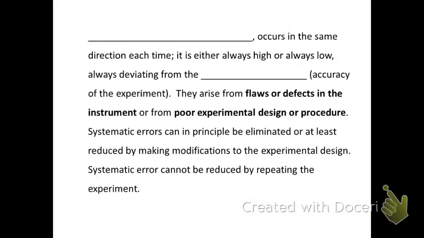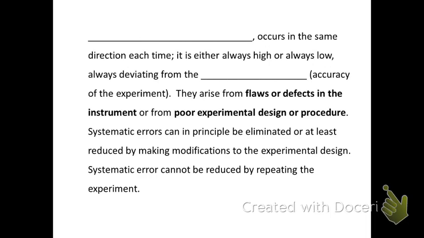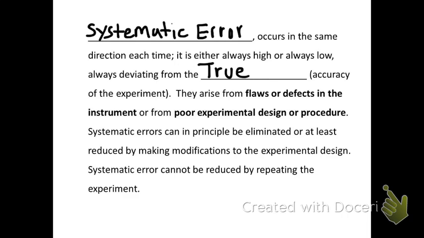All right, so the next type of error is going to be systematic error. Okay, systematic error occurs in the same direction each time. It is either always high or always low, and always deviating from what we say is the accepted or true value.